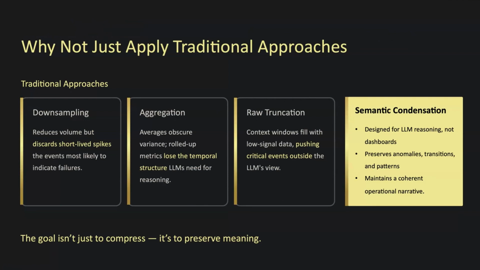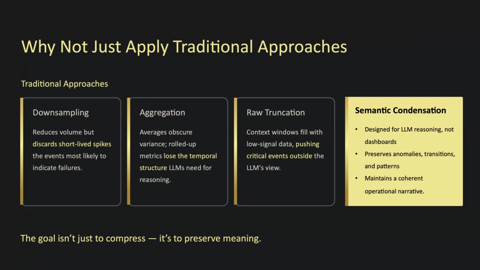So at this point, a natural question to ask is, why not use the existing traditional approaches? Why use semantic condensation? Traditional approaches like downsampling, aggregation, and raw truncation exist, but they don't necessarily exist for the purpose of removing noise while preserving meaning in a way that allows the LLM to reason. And that's the key difference here.